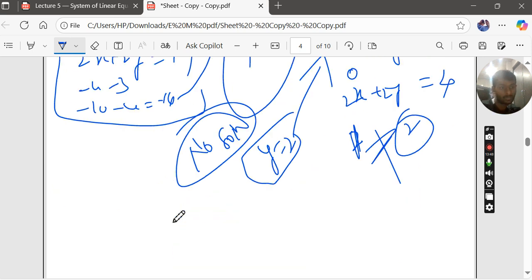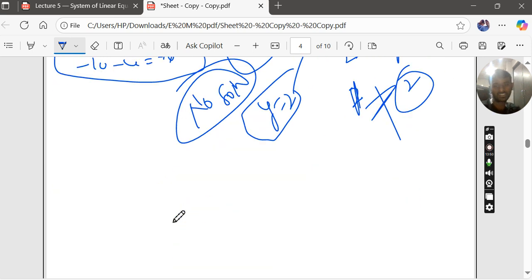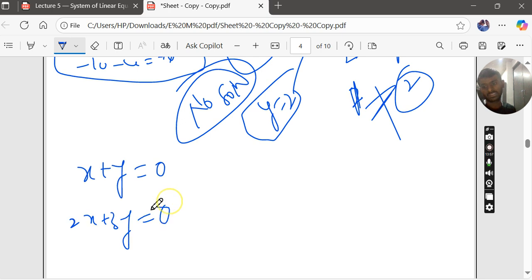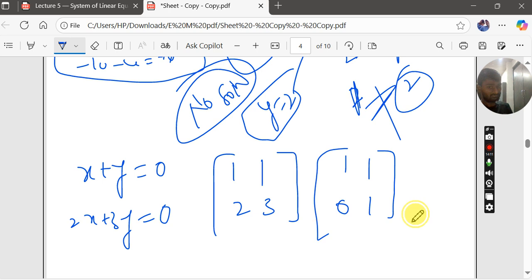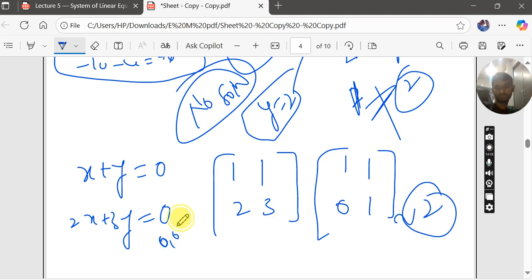So now we had examples related to non-homogeneous. Let's see some examples related to homogeneous. Let's say x plus y equal to 0 and 2x plus 3y equal to 0. So what will be the solutions here? 1 1 2 3. If you calculate the rank here, you will get 1 1 0 1, so rank will be 2. Again here you will get how many solutions? Only the trivial solution, that is 0 0. Except 0 0, you won't get any solution here.